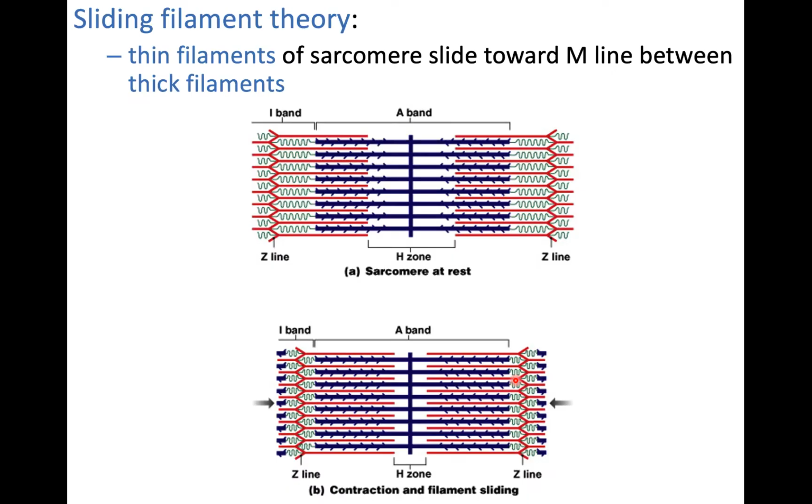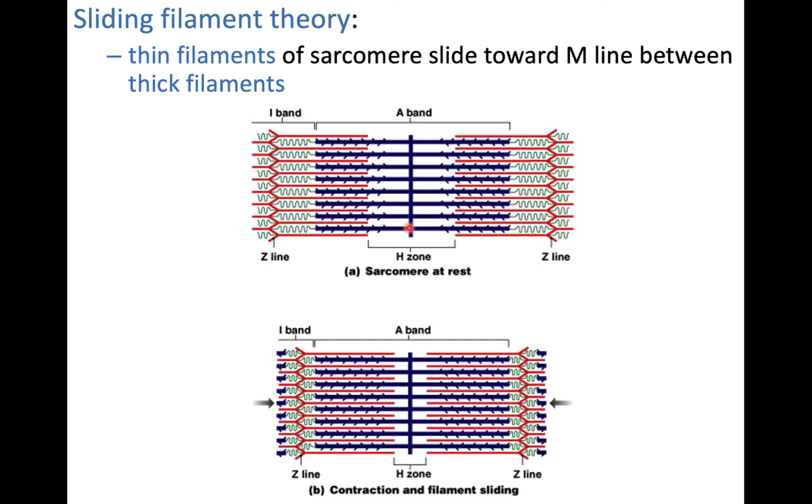Now, to touch again on how the contraction actually takes place, we have a theory called the sliding filament theory. And the sliding filament theory is simply the theory that you have Z line and Z line connected to the actins. And during a muscle contraction, what essentially happens is the Z lines with the actins slide in towards the M line.